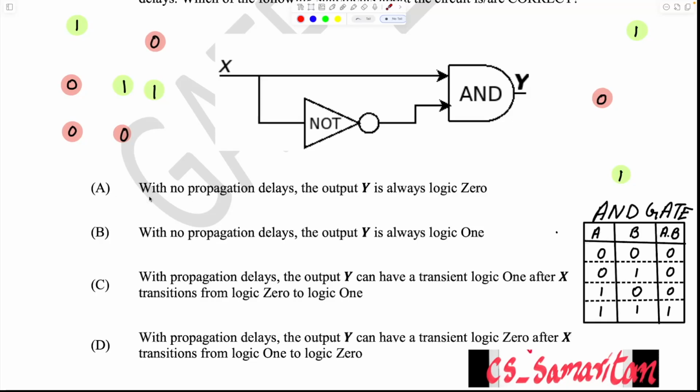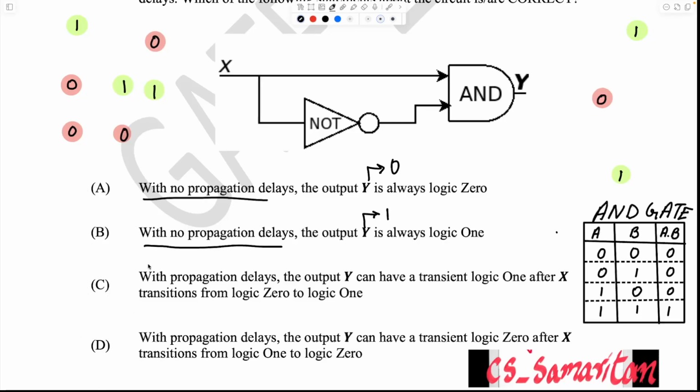The first option states that with no propagation delay, the output Y is always logic 0. B states that with no propagation delay, the output Y is always logic 1, right? So this states that Y is always going to be 0, and this states that it is always going to be 1. Both of them deal with no propagation delay, right? And option C says that with propagation delay, D states with propagation delay. So options A, B are of one category and C, D are of a different category, right?